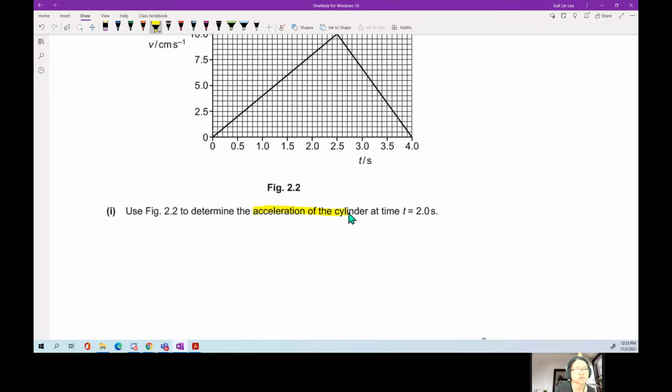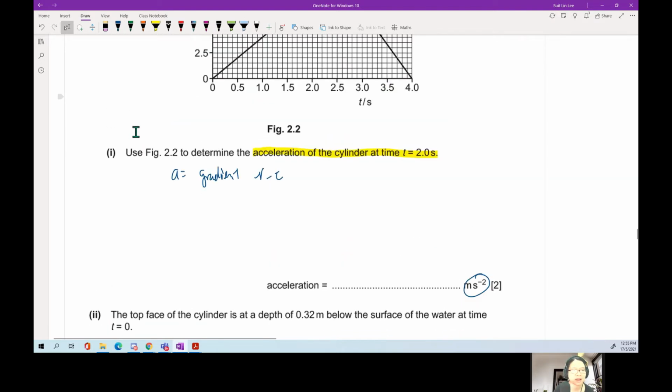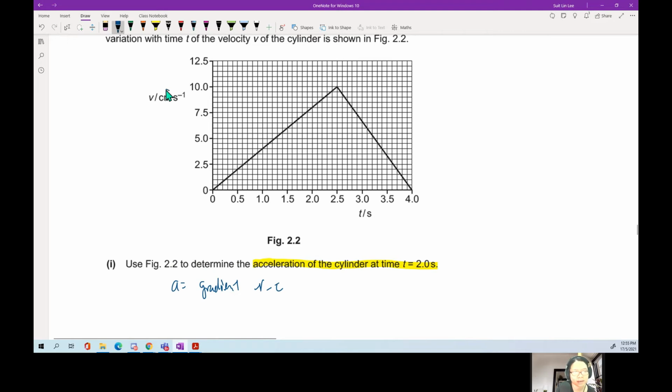For the second time, you need to find the gradient of the graph, because acceleration is gradient of the VT graph. And this is the VT graph. Check unit. Ooh, meter per second square. Ooh, cm per second. I gotta convert later. Great. So from t equal to 2 is here. So I need to find the gradient of this line. This line.